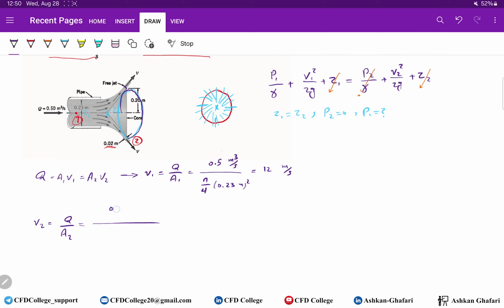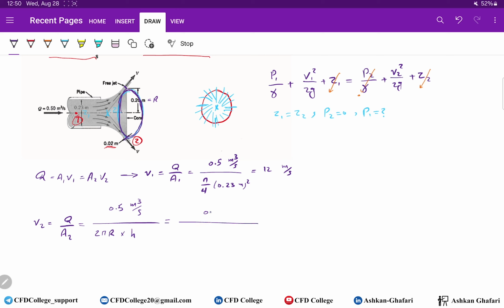Equals 0.5 cubic meters per second, divided by the area. The area is the circumference of the circle, the base of the cone, multiplied by this thickness. This is the area through which we have outflow. The circumference is 2 pi r, because we know the radius, and we should multiply that by the thickness, h.